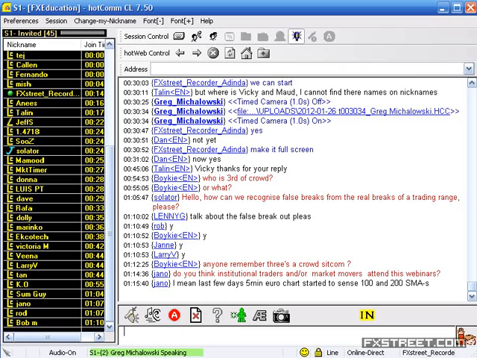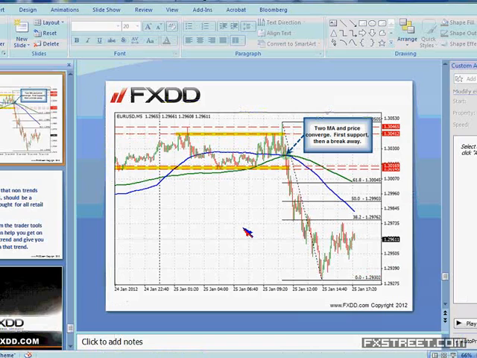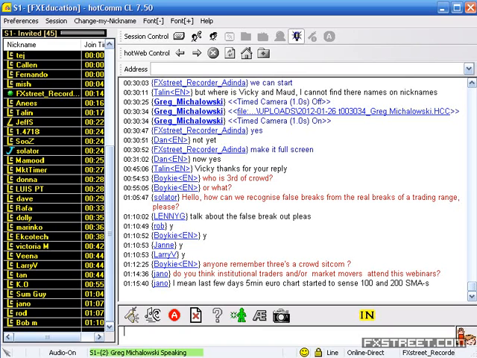How can you recognize false breaks from the real breaks of a trading range, please? That's another good question. Maybe I answered that a little bit in my answer. You don't, okay? Or how do you recognize false breaks? When it doesn't do what it should do, okay? When I look at a trade, this is again getting more involved. I only have a certain amount of time to do this, and I wrote a book, Attacking Currency Trends. You can read about it all in there, and also come to other webinars I do here with my firm FXDD.